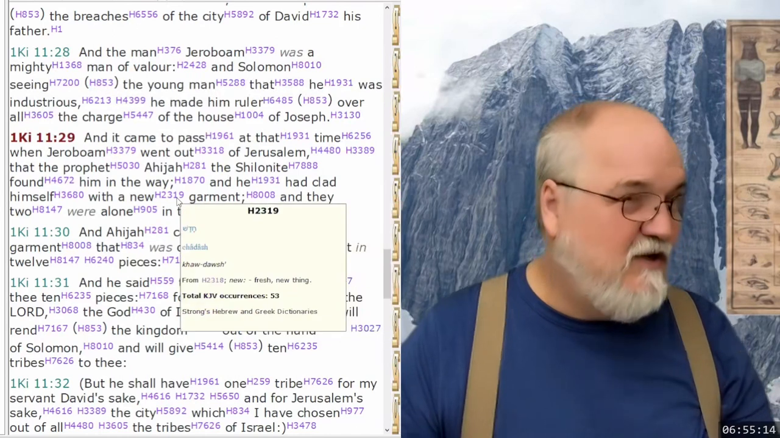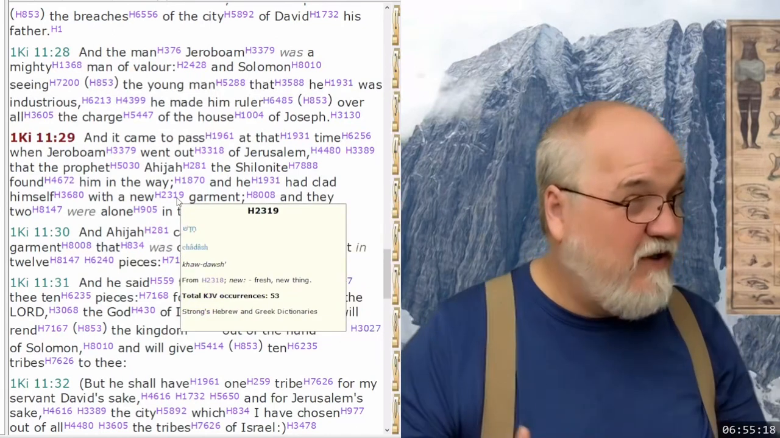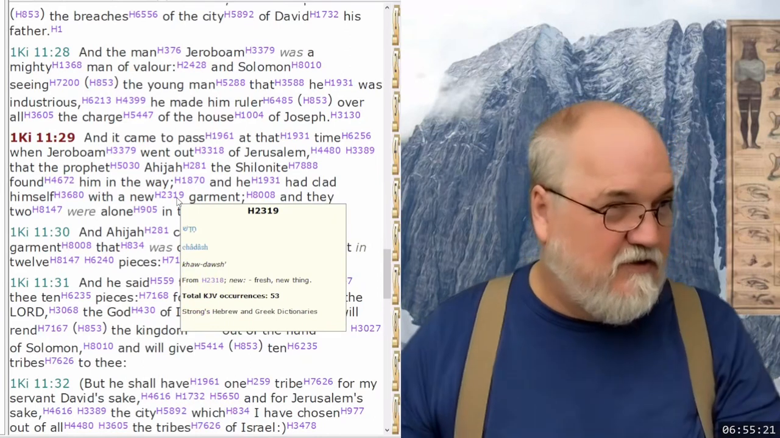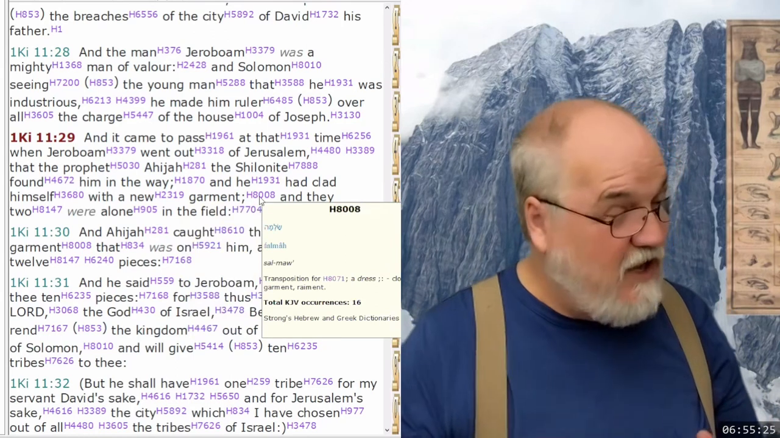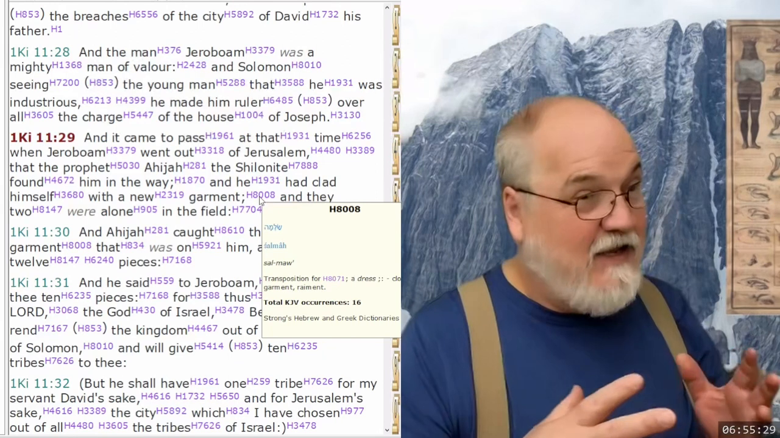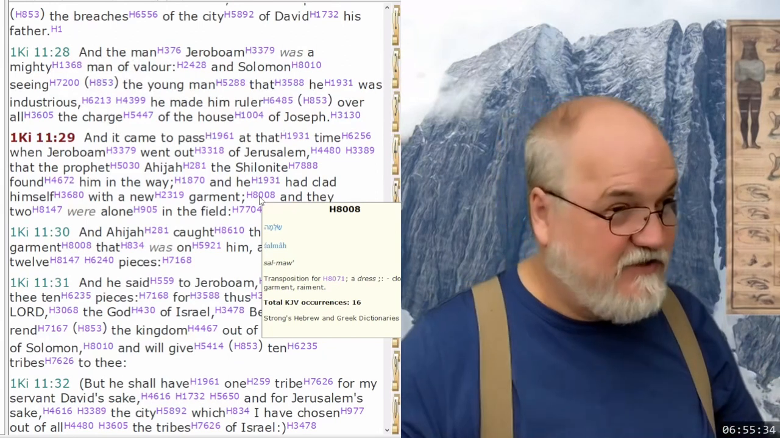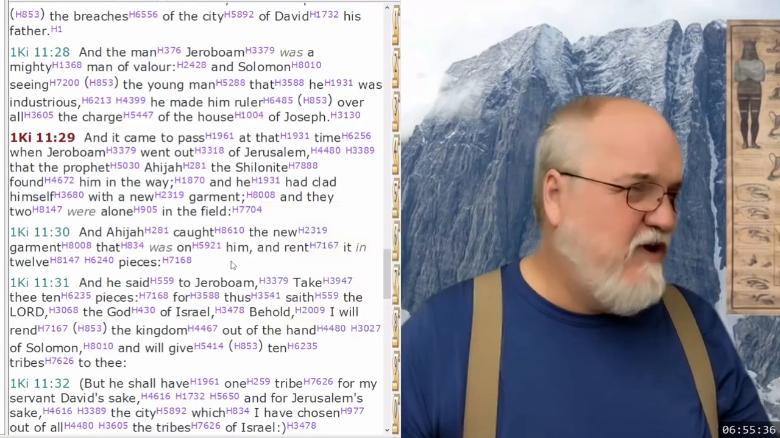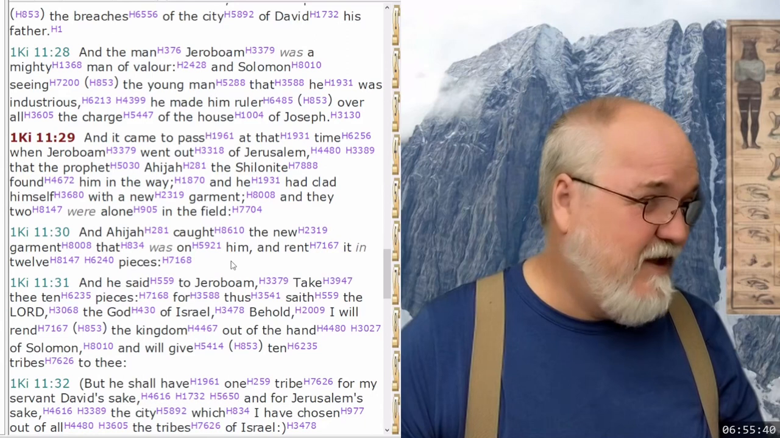This new, we would see in Hebrew a pun placed upon the word kodesh. So this is a garment, like a new time. So it's symbolizing a dispensation, let's put it that way. A change is occurring. And we could take that even just with new garment itself in English. So this is a time in which the kingdom is going to be divided.